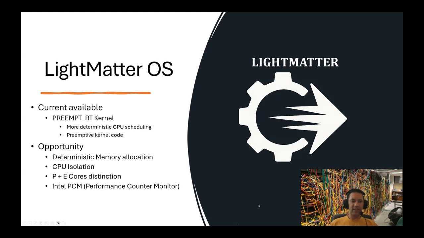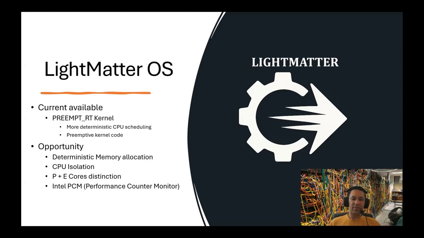And the reason I'm looking into this is because I'm planning to build my own Linux distribution. Currently, there is an available kernel, which is preemptive RT. That is what the market uses for decreasing the jitter and increasing preemptiveness of the kernel threads, so your application doesn't hang if something is happening within the kernel. So the threads on the kernel can be taken out of the CPU. But there is a gap on memory allocation, and a gap on the CPU isolation and the use of P and E cores.